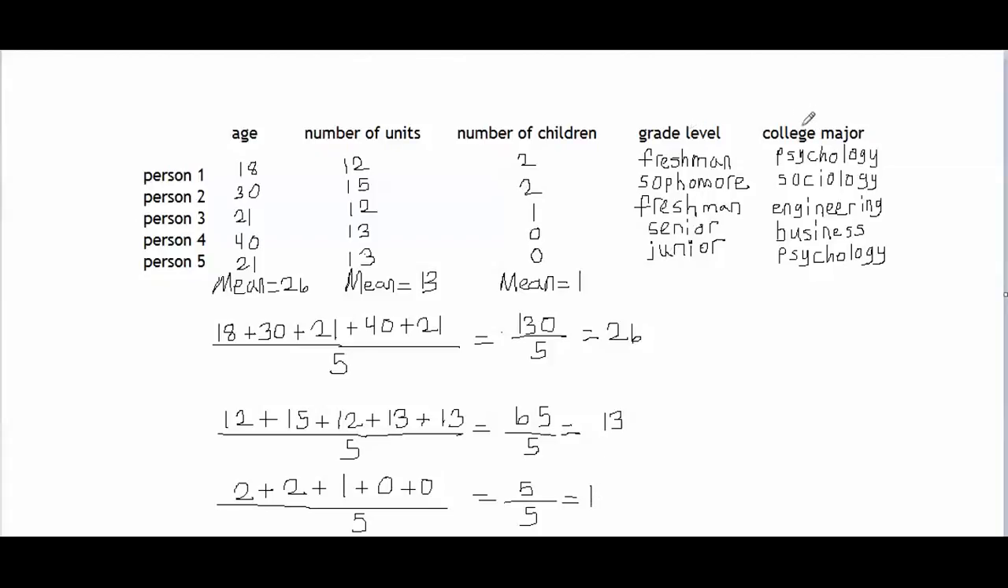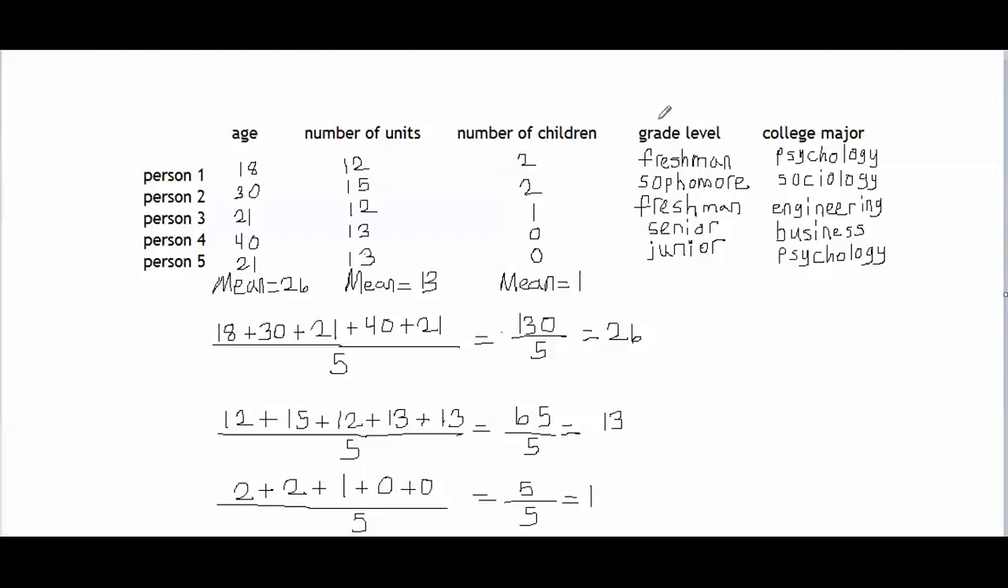Grade level and college major were both qualitative variables. And since they were qualitative variables, this set of data was a set of qualitative data, and this set of data was a set of qualitative data. And you can't calculate the mean of a set of qualitative data because you can't add up the numbers and divide the total by the number of values.